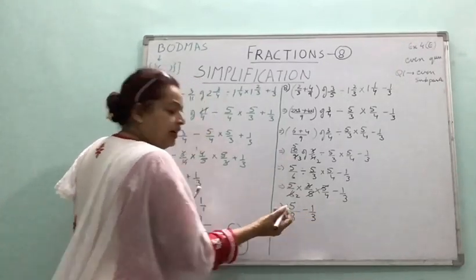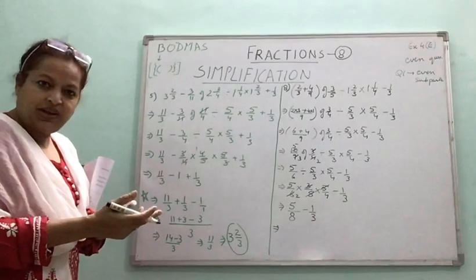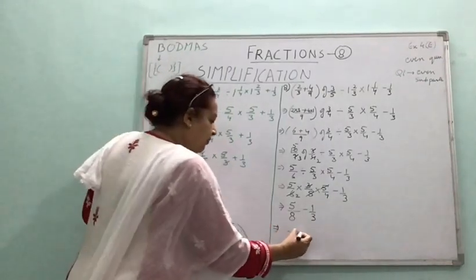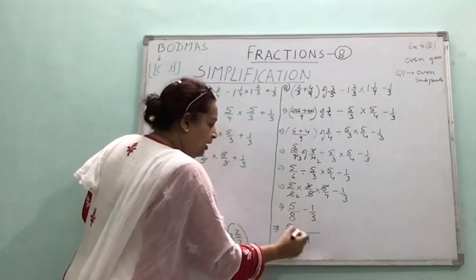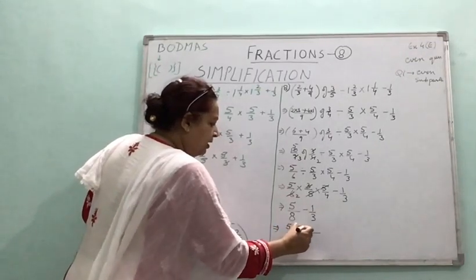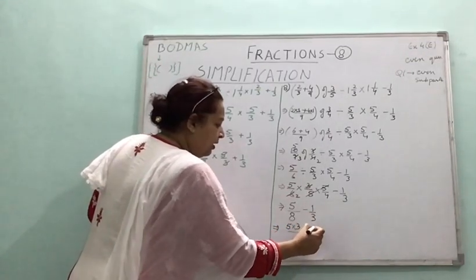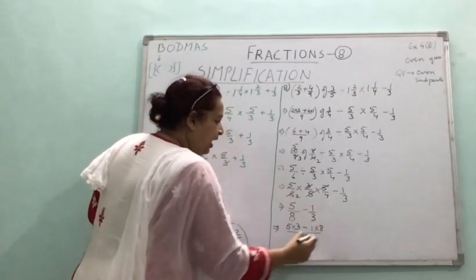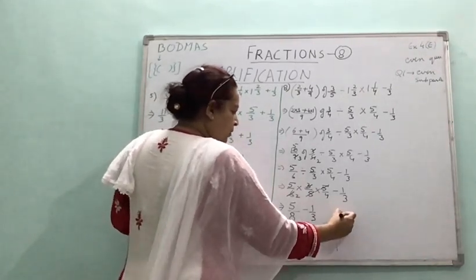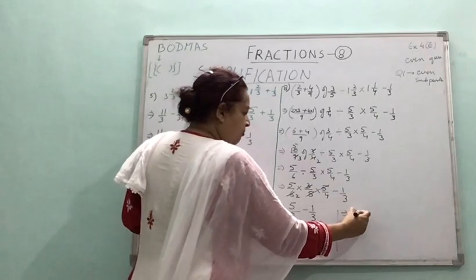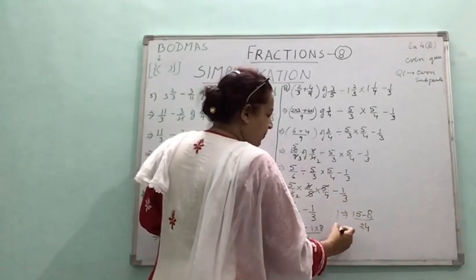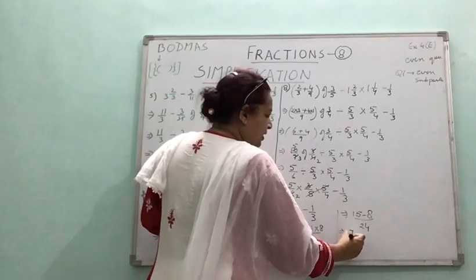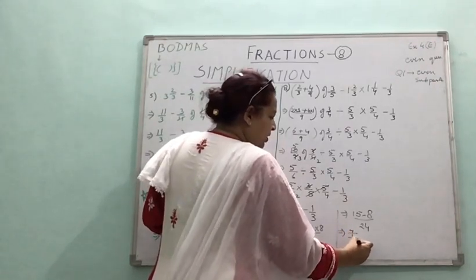Now subtraction, addition is not there, so directly subtraction. Take LCM, 24. So 8 3 times, so numerator is multiplied by 3. 3 goes 8 times, so numerator is multiplied by 8. You get 15 minus 8 by 24. 15 minus 8 is 7 by 24.